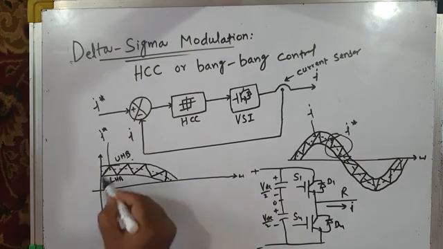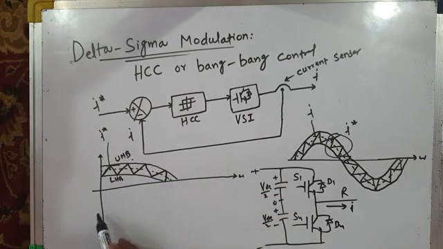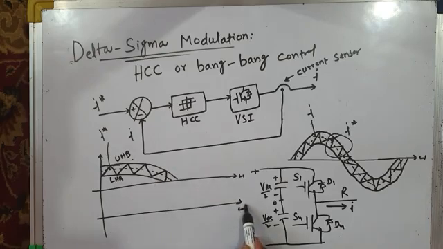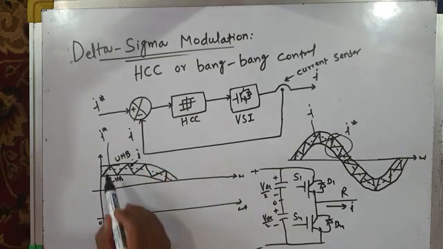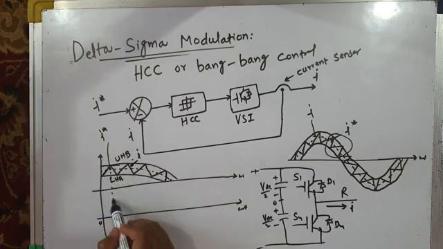I'm just showing a few of these ripples of the current. So this is your actual current, I. Now, from this instant to this, let me first of all draw these projections.